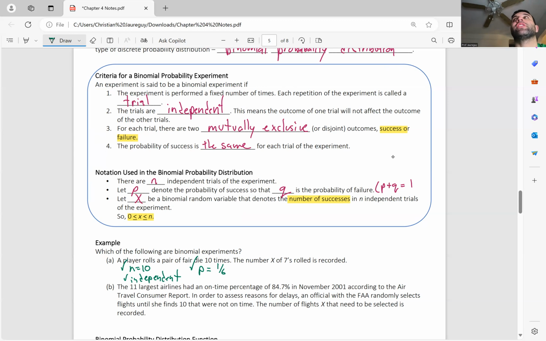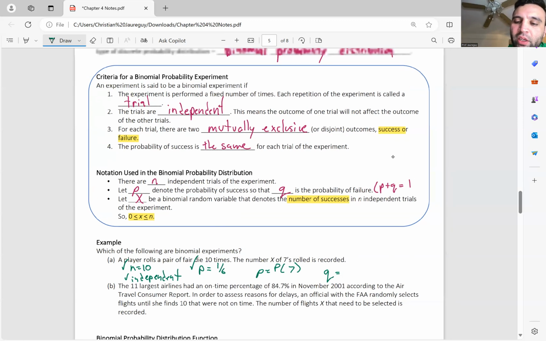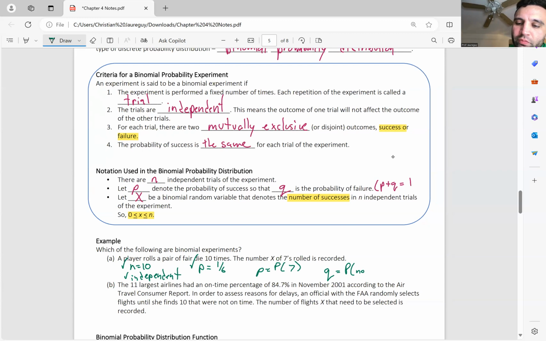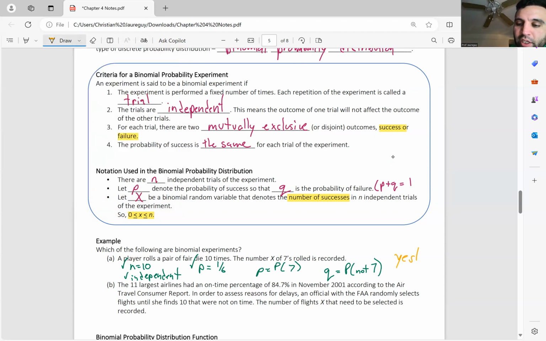Now, is there success or failure? So we know that success, the lowercase p, is the probability of a 7. But it seems like there's more chances, right? There's 6s and 5s and 4s. So man, there's not 2 mutually exclusive outcomes. But if we kind of alter our thinking, we can say Q is the probability of not 7. So we're good there. So yes, this one is most certainly binomial. Yes, binomial.